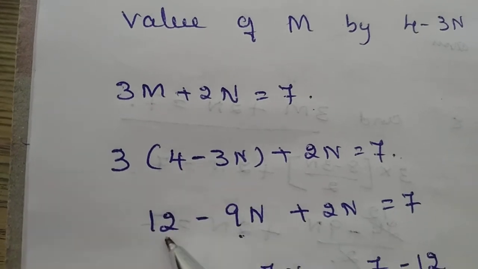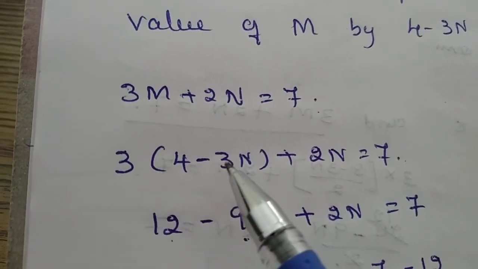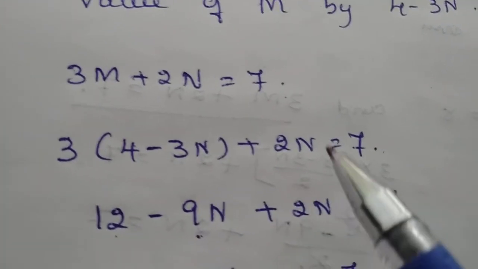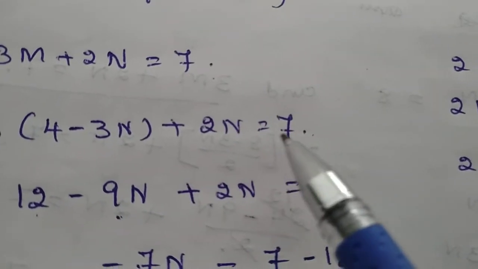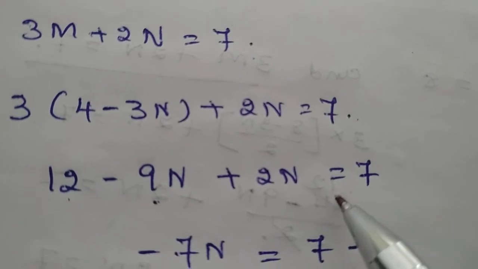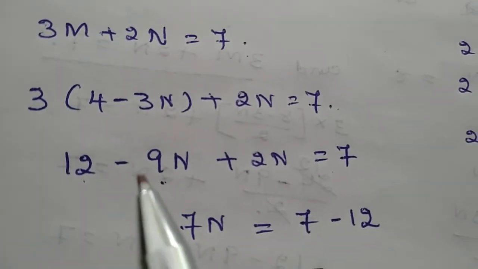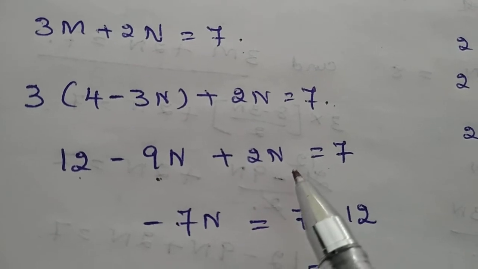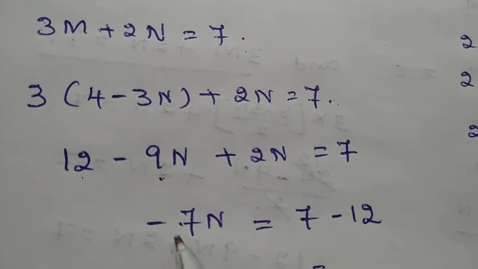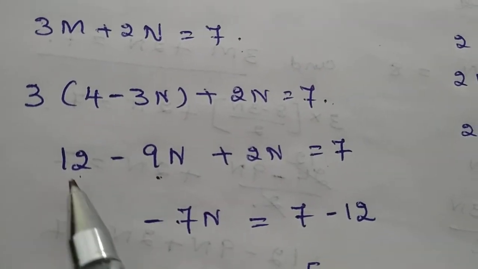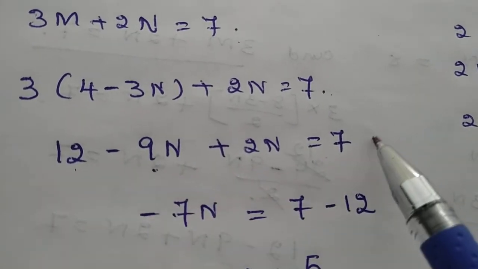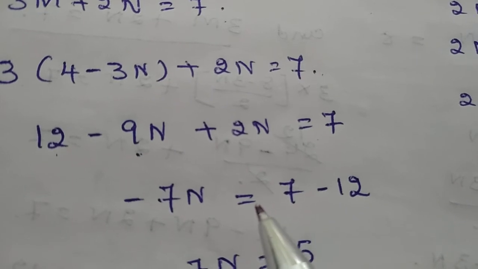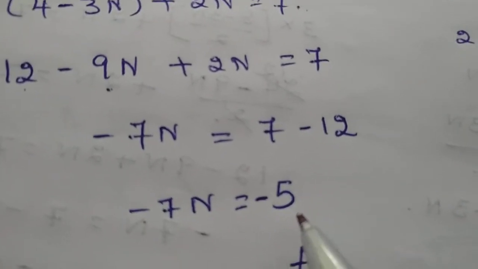3 fours are 12. 3 into minus 3n is equal to minus 9n. Plus 2n is equal to 7. We have kept it like that. Here minus 9n plus 2n gives minus 7n. This 12 plus 12 I have taken to this side, it becomes minus 12. So minus 7n is equal to minus 5.